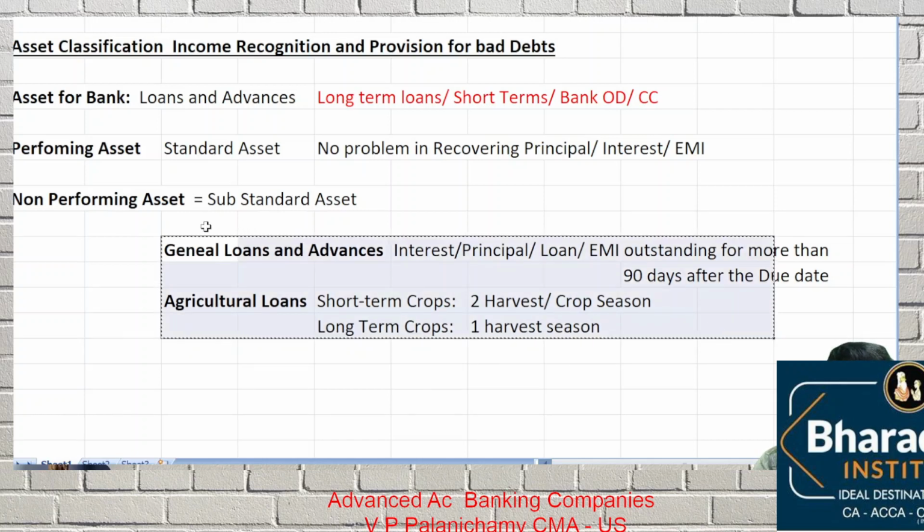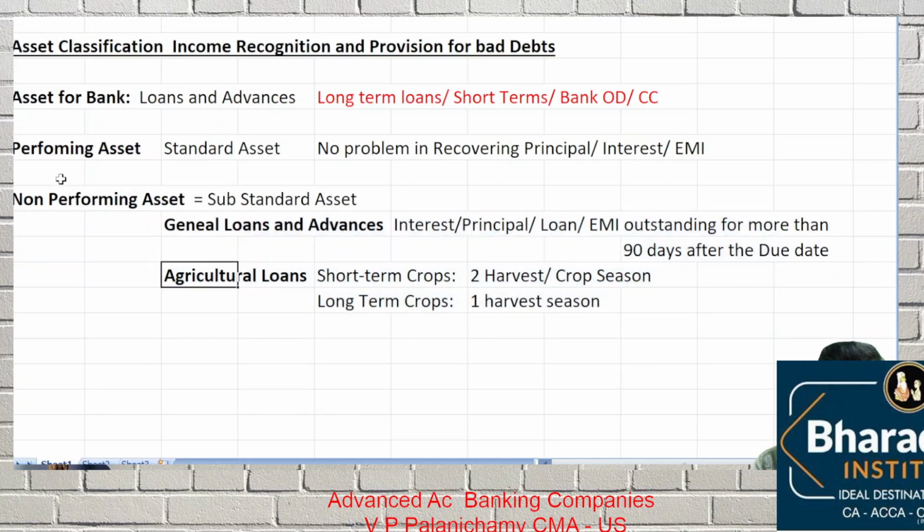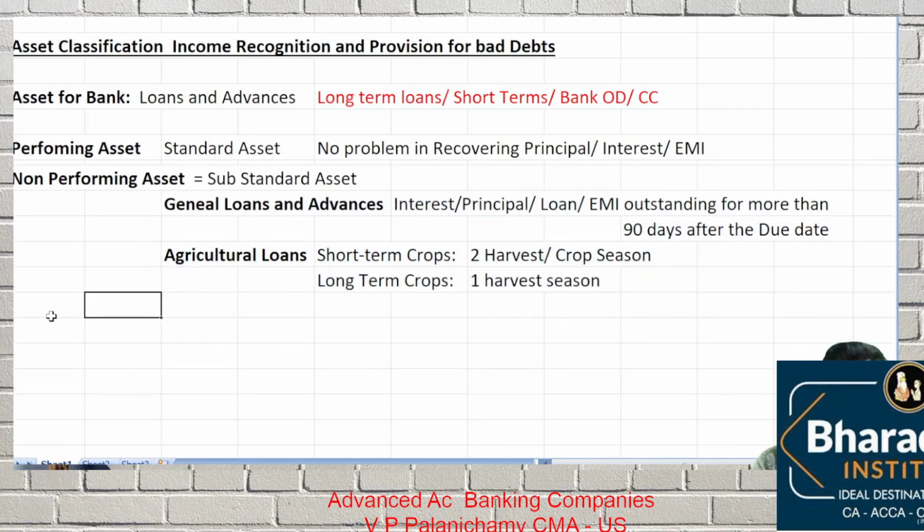So performing asset, there is no issue. The customer will pay. Non-performing asset means there is a doubt about the customer, there is a risk. That's all. So accordingly, we record income. So income recognition we will see.